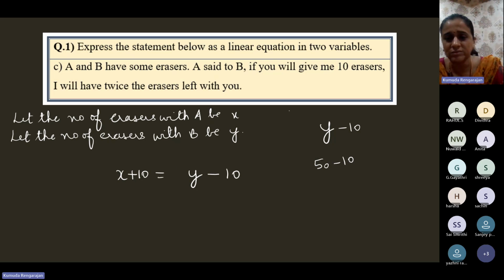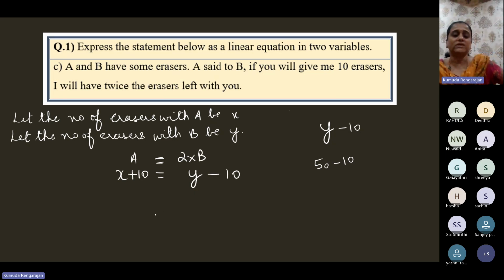A said to B, if you will give me 10 erasers, I will have, that means A will have, meaning equal to. So this is what A has, X plus 10. A originally had only X. Now he's got 10 from B. So now A has X plus 10. And now B has Y minus 10. So he says I will have, so A will have, meaning equal to, twice, meaning 2 into, twice the erasers left with you. So twice what is left with B.